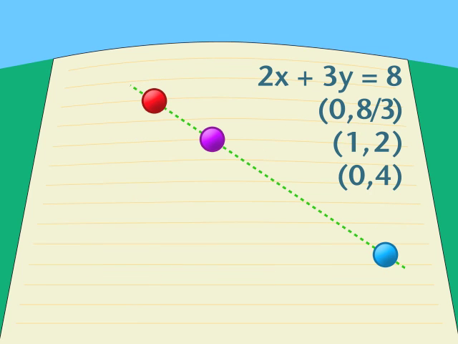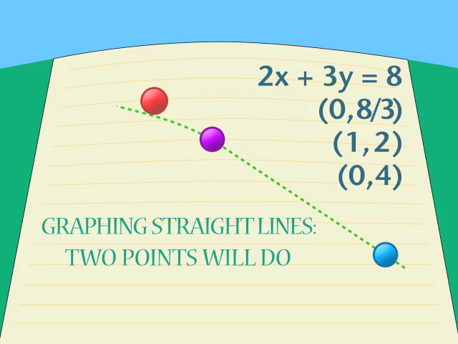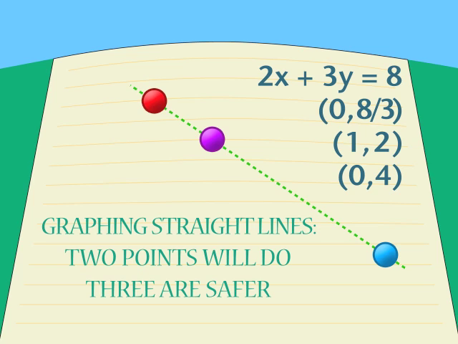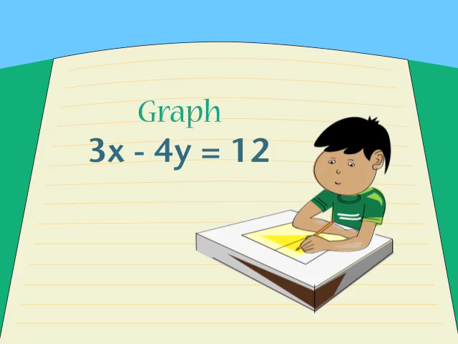Did we actually need all 3 of those points to get our line, our graph? No, we didn't. 2 points are enough to give us the line, as long as they're the right 2 points. But if we made a mistake, a 3rd point will make it obvious, so 3 are safer than 2. I know I sometimes make mistakes. How about you? See if you can do this one. 3 points, no mistakes. Pause the program while you pick your own points and join them up with a straight line. Click play again as soon as you have your graph.